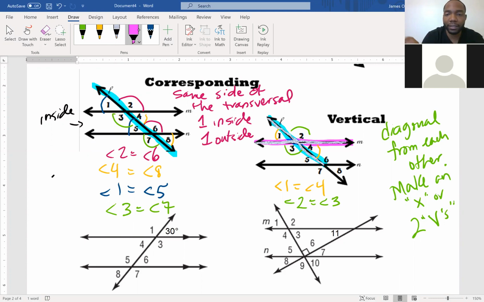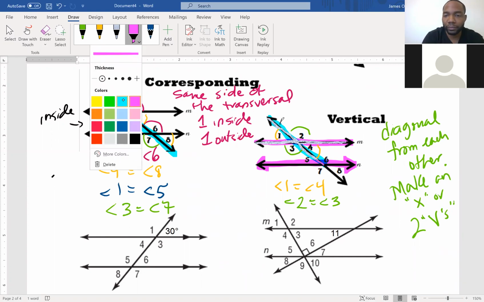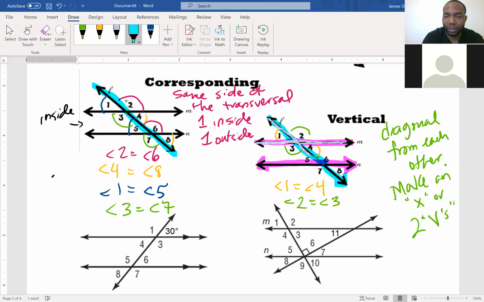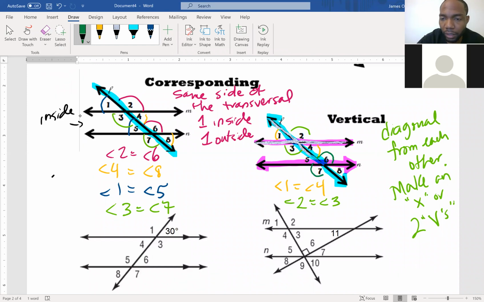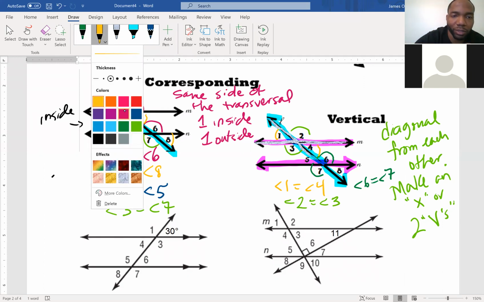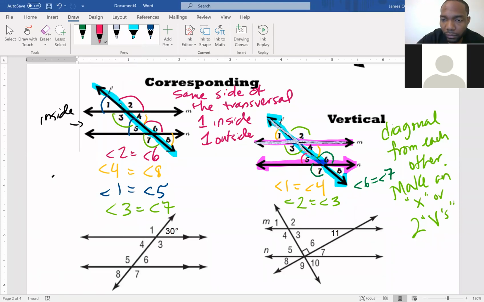So now when we go to the next set of parallel lines, I don't know why I'm drawing the arrows now. Okay, so y'all type in the chat box a vertical angle. What's the last two pair of vertical angles? All right, good. 6 and 7. And I can get some more colors. 5 and 8.